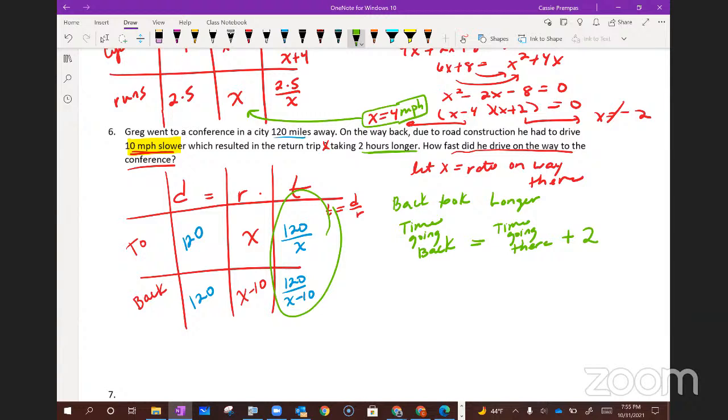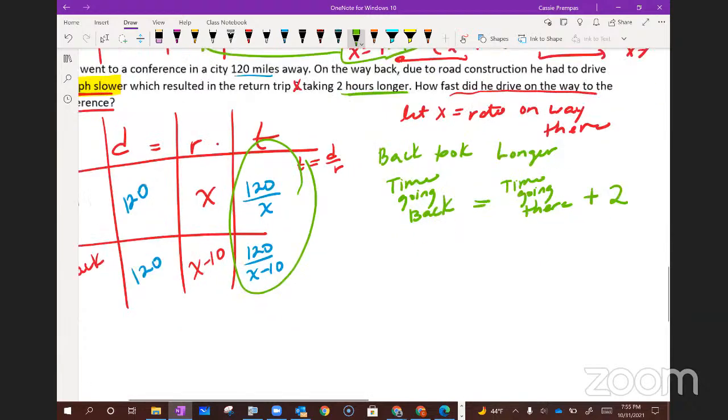Wait a minute, time going back took longer. And ooh, you guys probably noticed this mistake, but if you're going 10 miles per hour slower, then, no, that's right. Because if this was like 30, that would be 20. And I just want to make sure I'm thinking through this right. Way back, you had to drive 10 miles per hour slower. Result in 2 hours longer. So the time back took longer. Yeah, okay, so now we'll plug these pieces in.